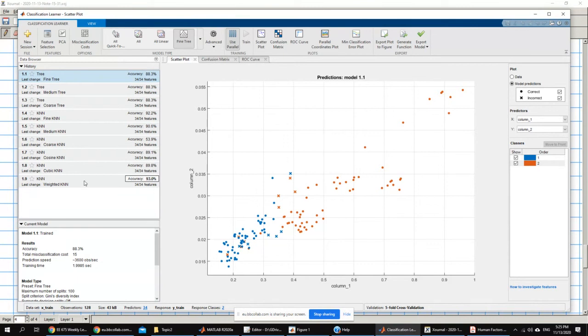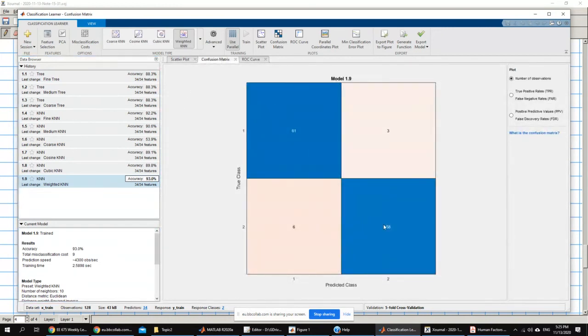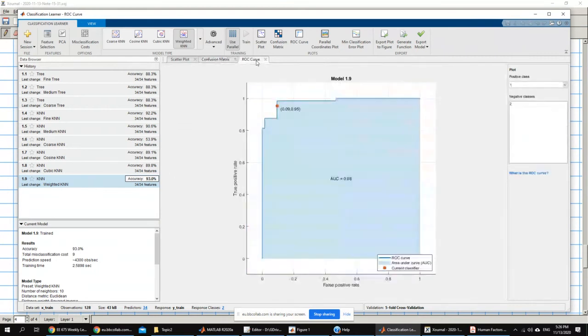Okay, so if you look at that now, let's just look at the 93%. The confusion matrix looks good because here the false negative is 6 and the false positive is 3, which should give very good results. The ROC curve here is 0.98, which is very good. It's very close to whatever you have here.